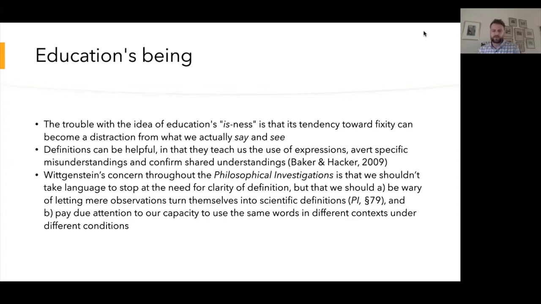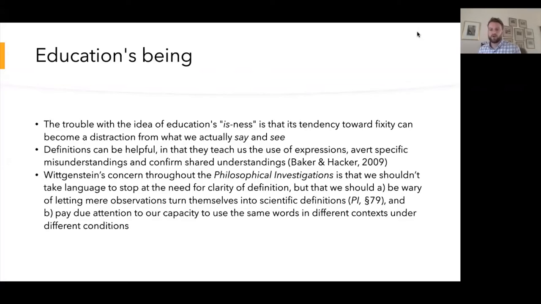Wittgenstein's concern throughout the Philosophical Investigations is that we shouldn't take language to stop at the need for clarity of definition, but that we should be, A, wary of letting mere observations turn themselves into scientific definitions, and B, pay due attention to our capacity to use the same words in different contexts under different conditions. In so doing, we're alerted to the fact that our language is elastic and malleable, we can see or apply words and concepts in more than one situation, whilst also finding limits to their application. And I think this is important because that runs through his work also.